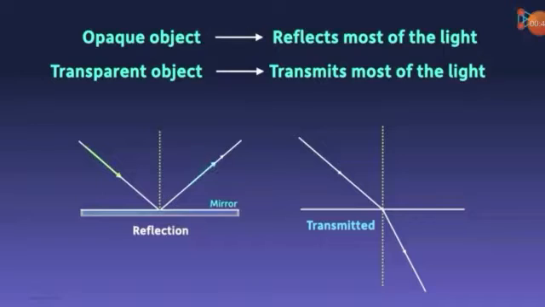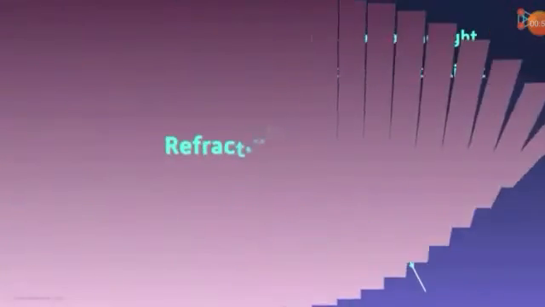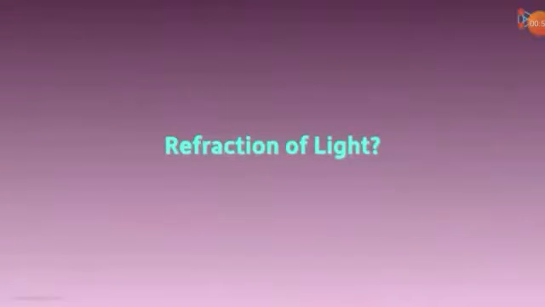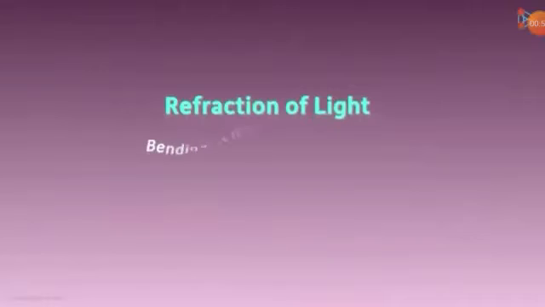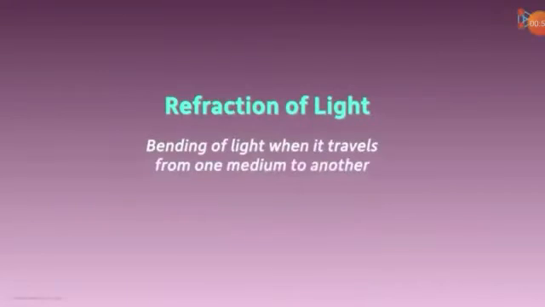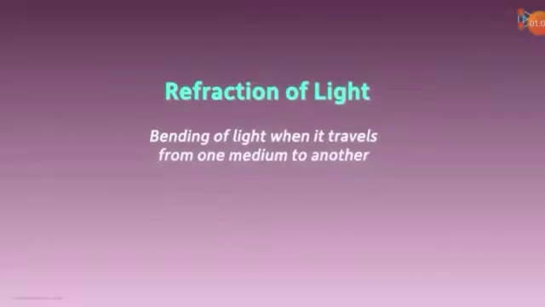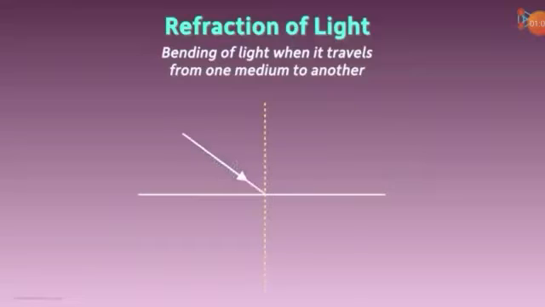Reflection or transmission depends on the object. If there is a mirror, then a ray of light gets reflected back. If it is glass, then the ray of light gets transmitted from one medium to another. Now, what is refraction of light? Bending of light when it travels from one medium to another is known as refraction of light. It gets bent.